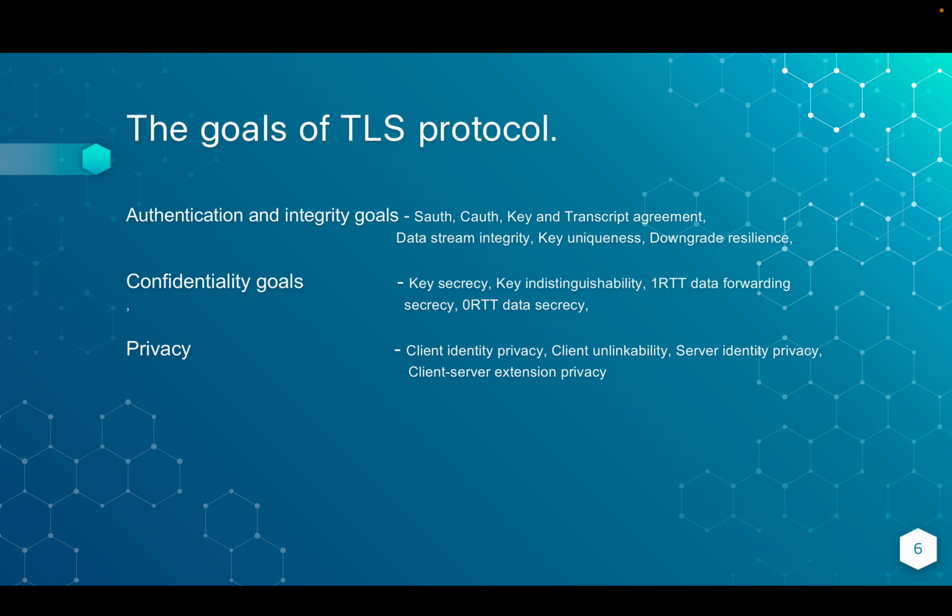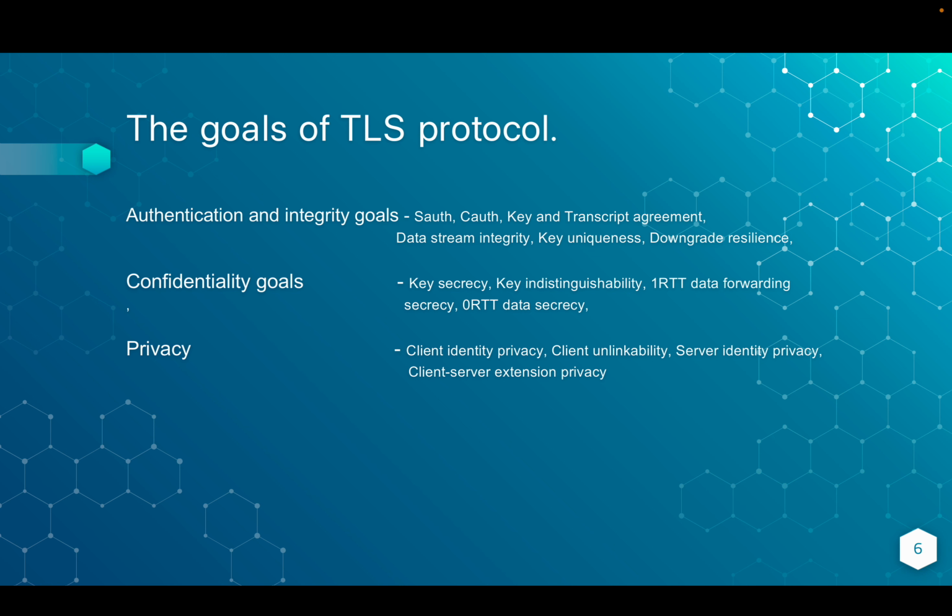If a client receives a stream of messages, then it must be from an honest peer, or that peer must be compromised. The next one is key uniqueness. The same key should not be used for two different connections. To say that, a new fresh pair of keys should be created for each new connection. And downgrade resilience. We saw downgrade resilience in the previous slides, but here is a short form for that. If a client and server agree upon certain protocol parameters, then the handshake cannot end with a less preferred parameter.